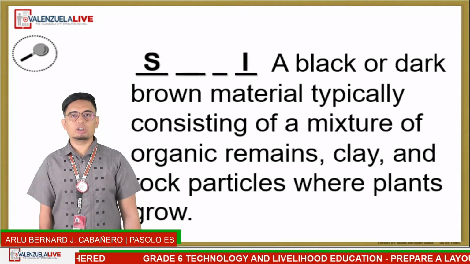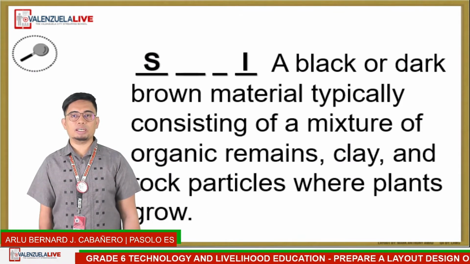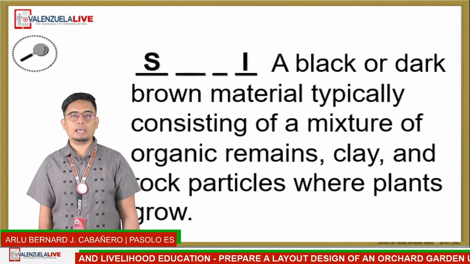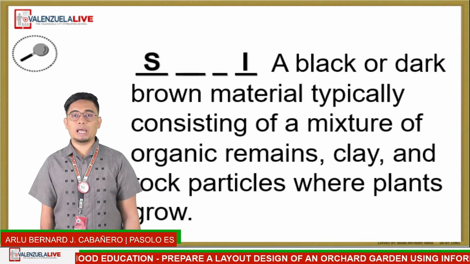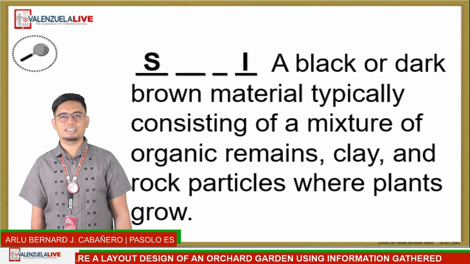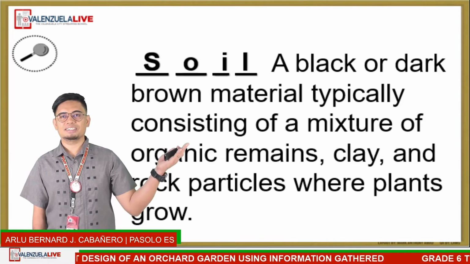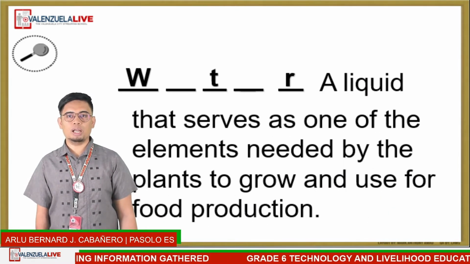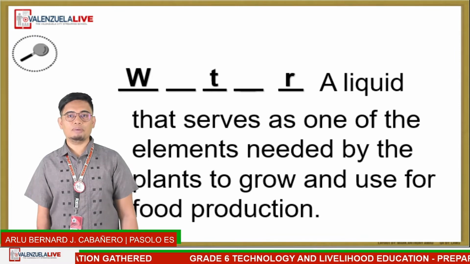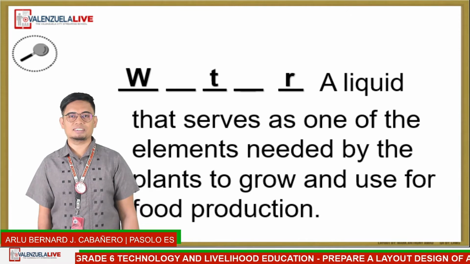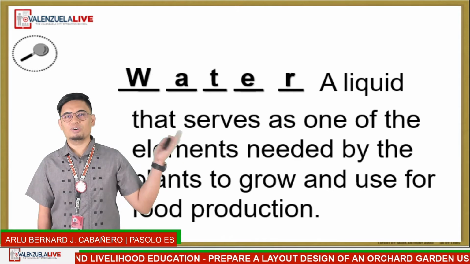First, a black or dark brown material typically consisting of a mixture of organic remains, clay, and rock particles where plants grow. The correct answer is soil. Next, a liquid that serves as one of the elements needed by the plants to grow and used for food production. The correct answer is water.